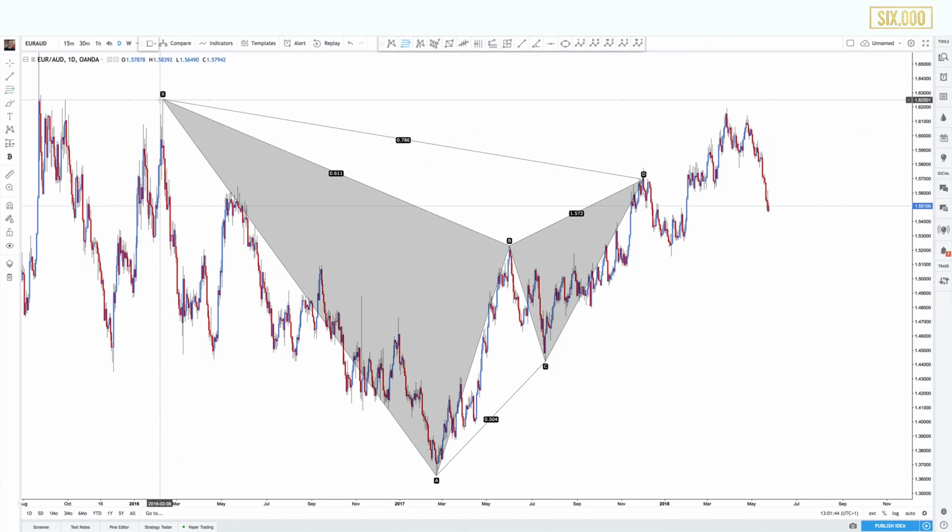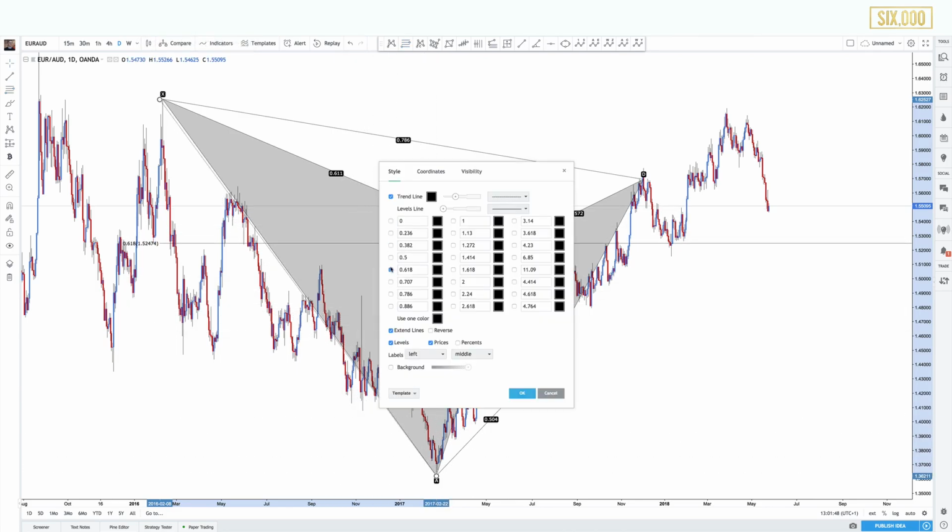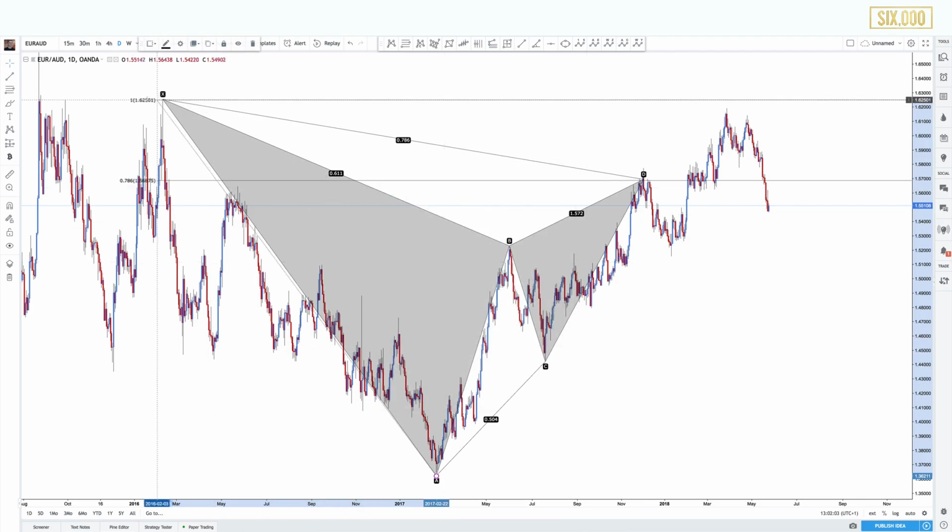We're going from X to A with our fib retracement tool. We're going to add in the 786. This highlights the completion of the pattern, the XA retracement and the potential reversal zone. And we're going to add in 1. And we're always looking to go beyond X, 100% of XA. I always add in 1 so you can see exactly where you need your stop loss to be, beyond this measured level here, 100%.